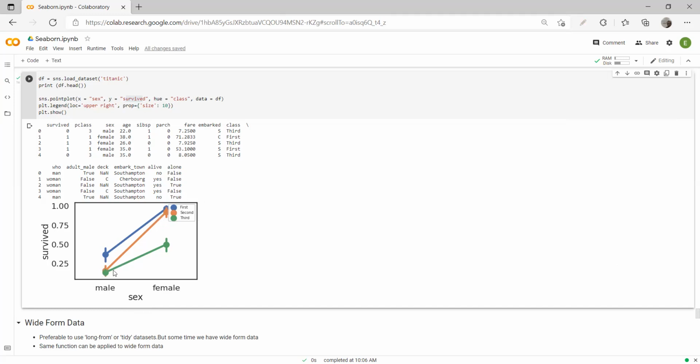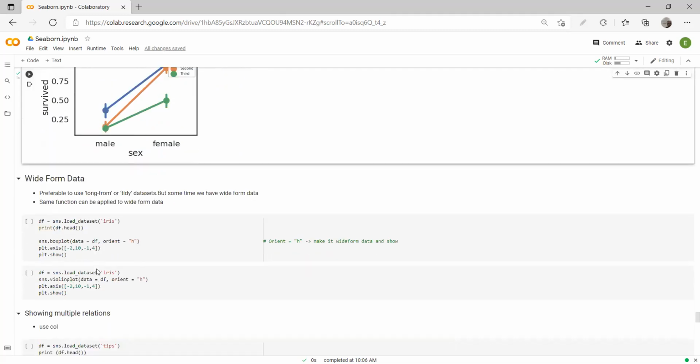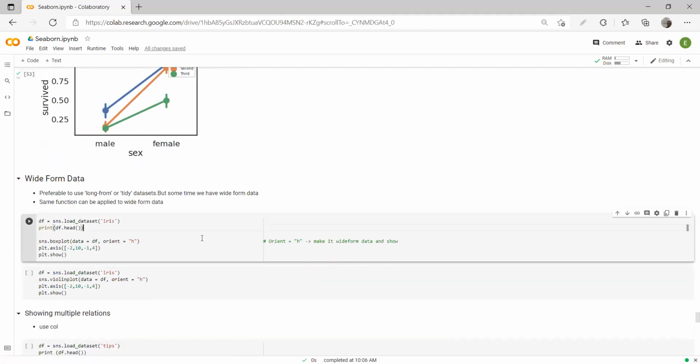Similarly, for third class as well, the number of males survived is less as compared to the number of females. Again, looking only at this part, you can say that the number of males survived in second class and third class is the same, right? So this is what you can understand by looking into the data.